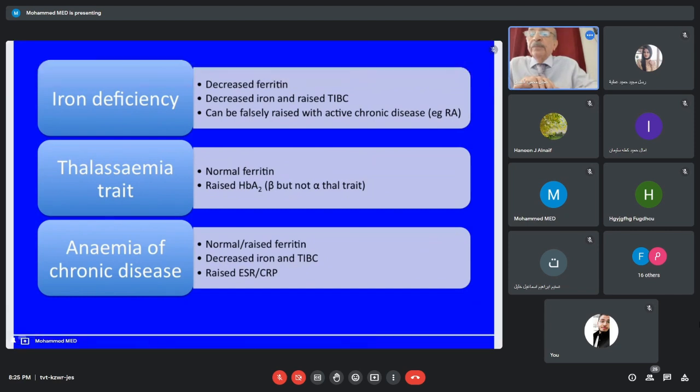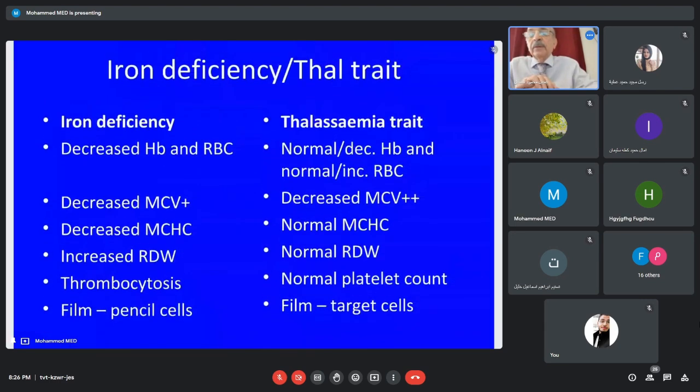Any other question up till now? Okay, let's go to the next slide, please. I think we have discussed most of the points in this slide earlier, okay? But I'll leave you for a few seconds just looking at the slide. This slide shows you the differences between iron deficiency and thalassemia trait.